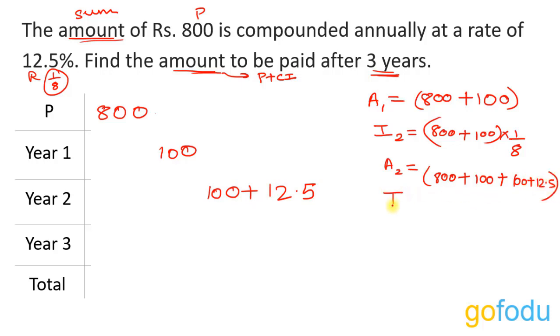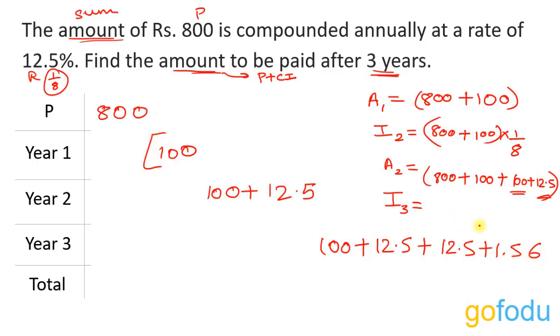Now interest for year 3 would be calculated on this outstanding amount. So 1 upon 8 into this amount, that would be 1 upon 8 into 800 is 100, plus 1 upon 8 into 100 is 12.5, plus 1 upon 8 into 100 is 12.5 again, plus 1 upon 8 into 12.5 is 1.56. So the compound interest generated over 3 years would be this much.